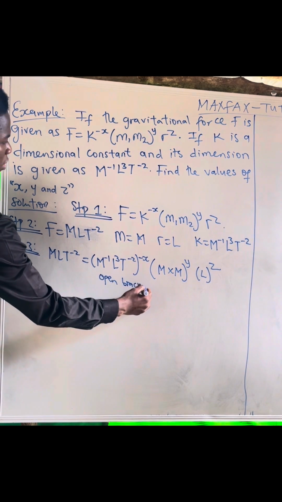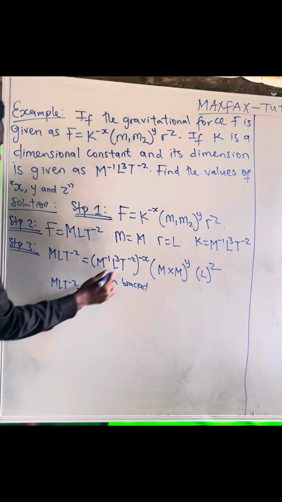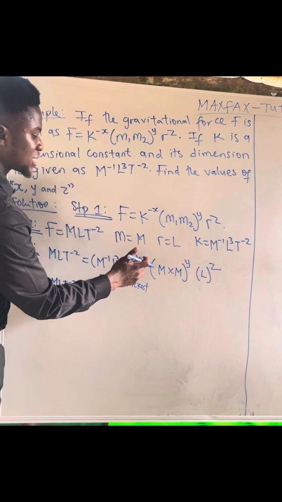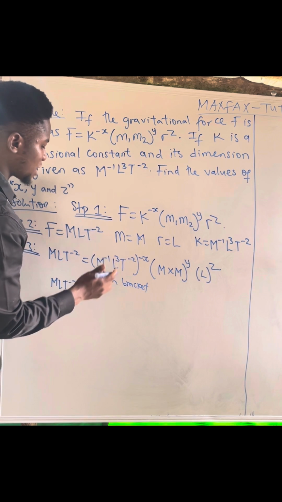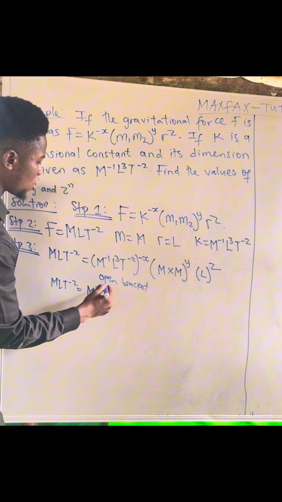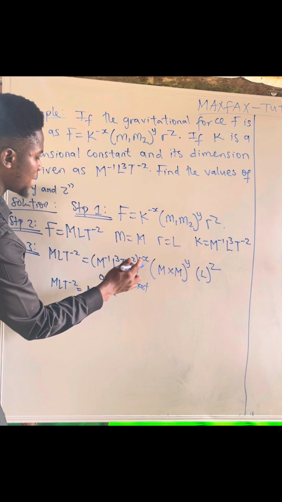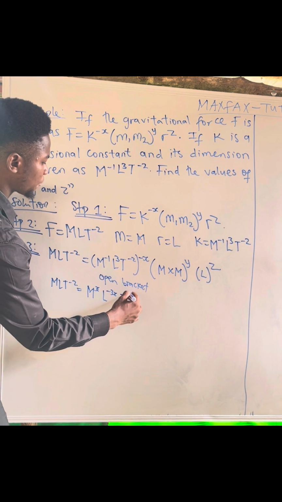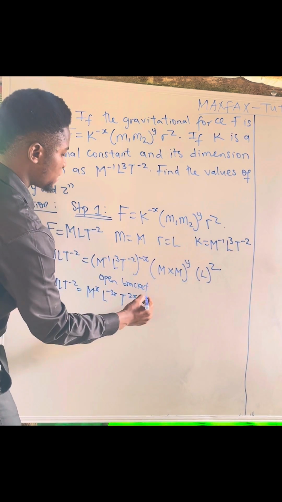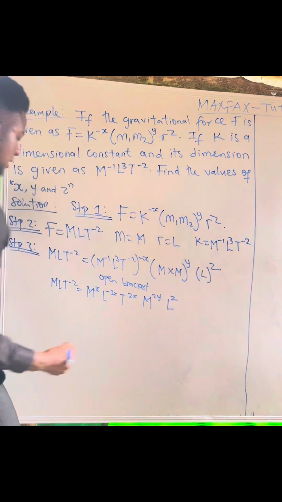So this will still be MLT minus 2 is equal to, use this power to open the bracket. You have to be very careful. If you're using this power to open a bracket, you also consider the minus that is here. So minus X times minus 1 will be plus; this changes to M raised to power X. Minus X times 3 is L raised to power minus 3X. Minus X times minus 2 changes to T raised to power 2X, because minus times minus is plus. Then M times M is M square, which gives M raised to power 2Y. And this one gives L raised to power Z.